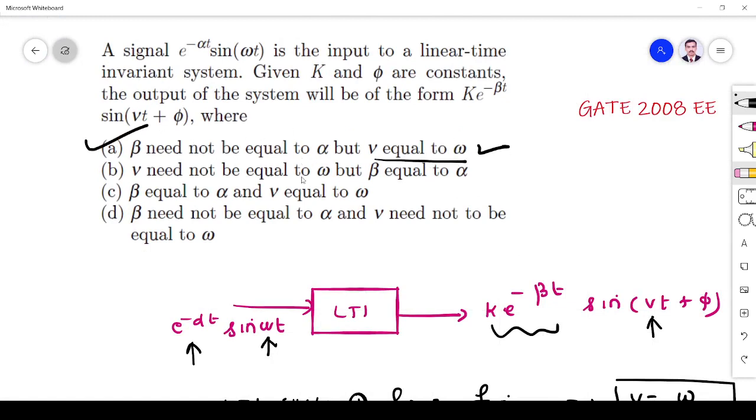So that option is the right answer. The other options say v equal to alpha, or beta need not be equal to alpha with v not matching, so those are also wrong. v need not be equal to omega is wrong. So option A is the right answer. Thank you.